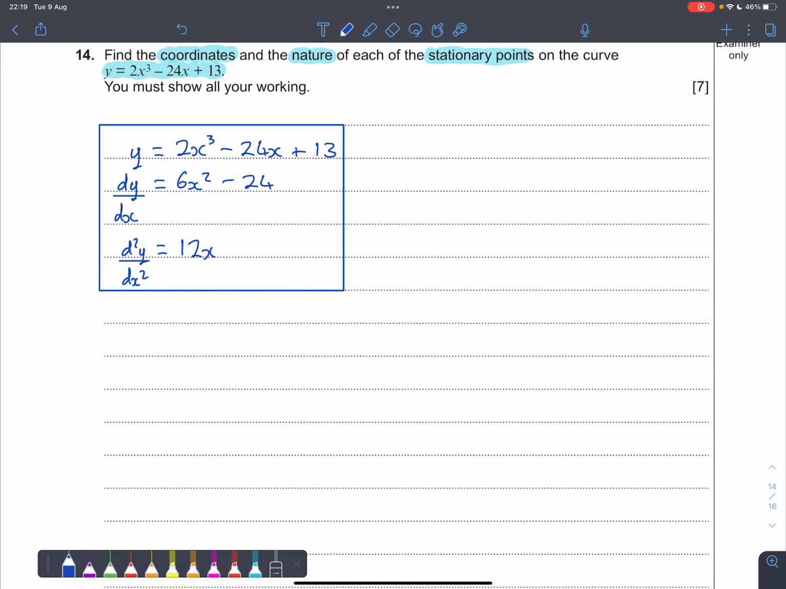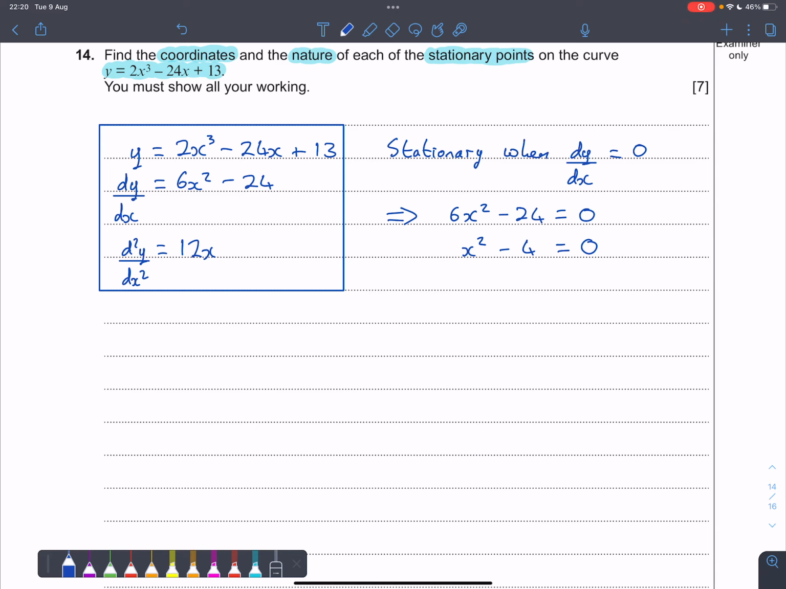The first thing I do is make my initial statement: we have stationary points when dy by dx is 0. So that implies that 6x squared minus 24 is 0. Now I can divide everything by 6, so you get x squared minus 4 is 0.